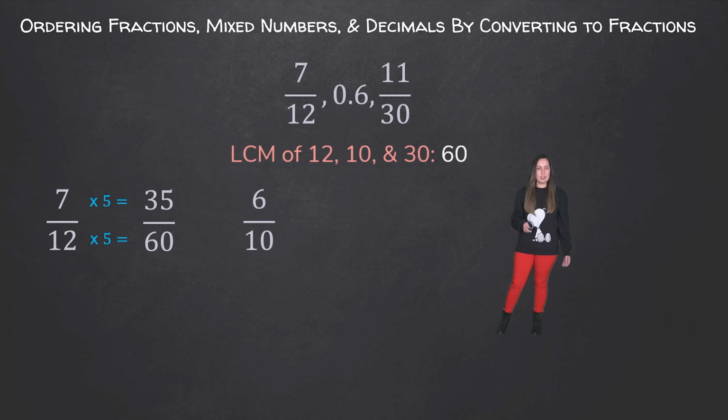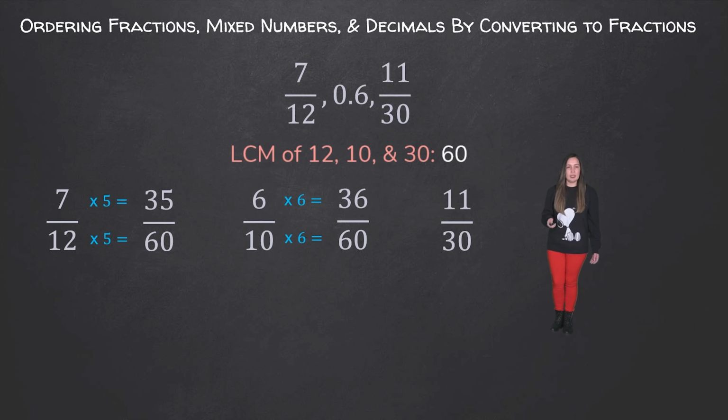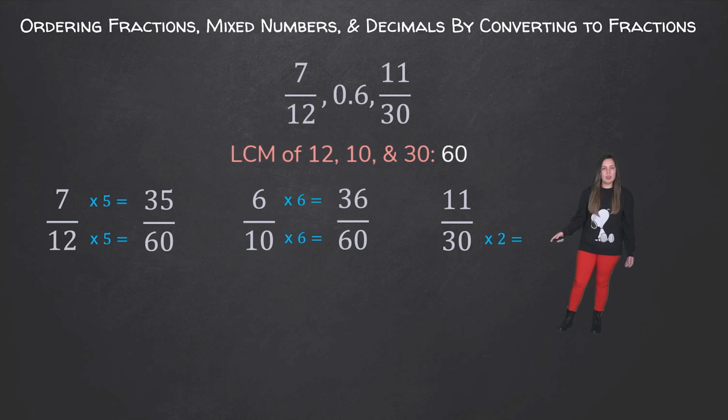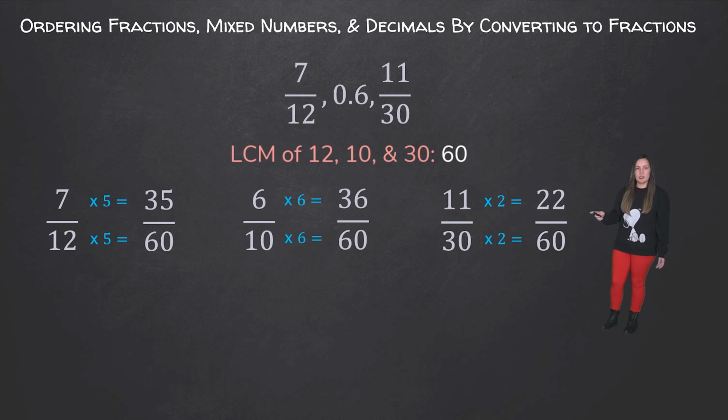Then we have 6 over 10. In order to get a denominator of 60, we have to multiply the 10 by 6. And whatever we do to the denominator, we must do to the numerator as well. So 6 times 6 is 36, and 10 times 6 is equal to 60. Finally, we have 11 over 30. In order to get a denominator of 60, we have to multiply 30 times 2. Whatever we do to the denominator, we must do to the numerator as well. 11 times 2 is equal to 22, and 30 times 2 is equal to 60.